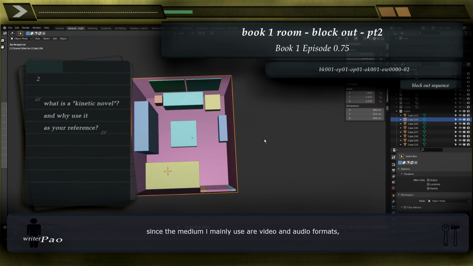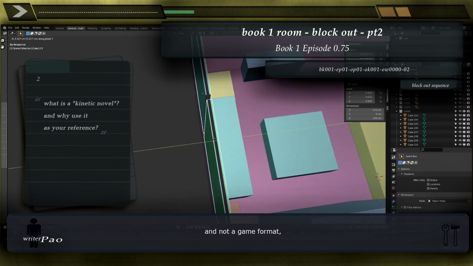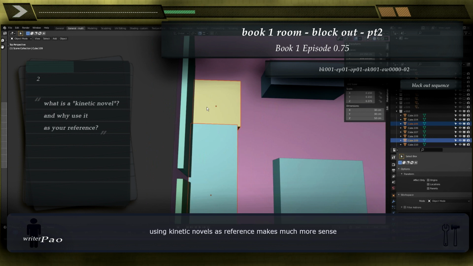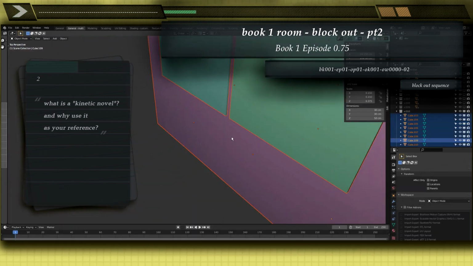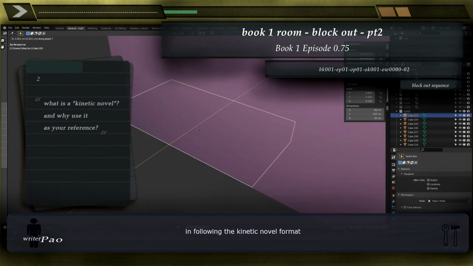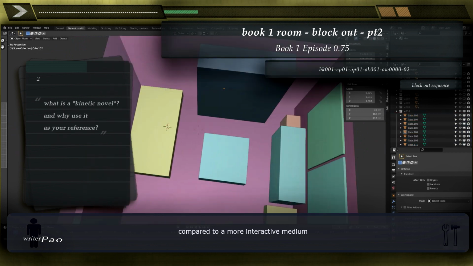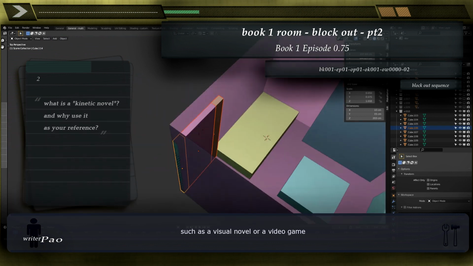Since the medium I mainly use are video and audio formats and not a game format, using kinetic novels as reference makes much more sense. Furthermore, there are advantages in following the kinetic novel format compared to a more interactive medium such as a visual novel or a video game.